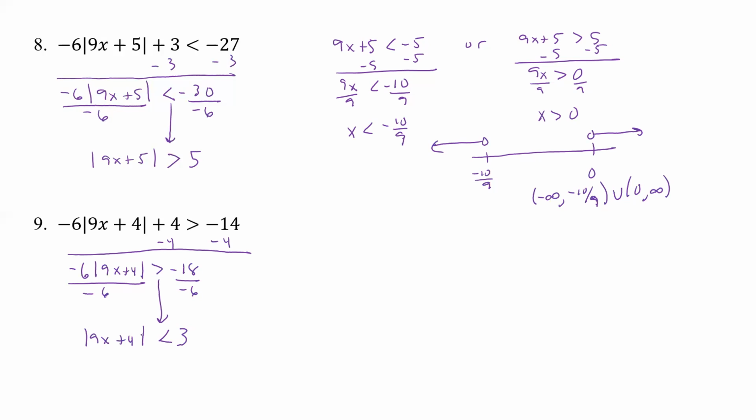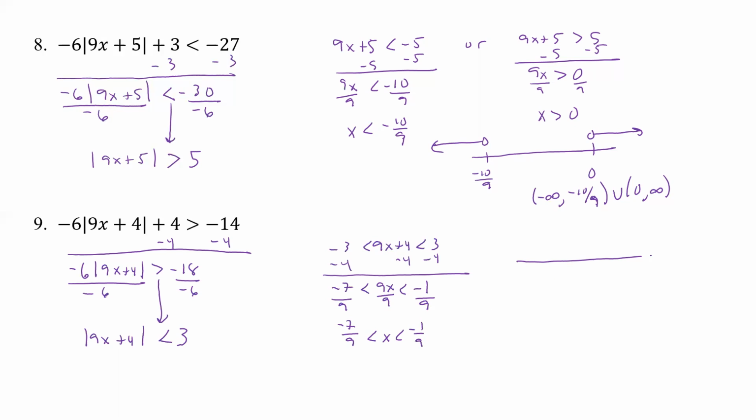Okay. Now with this one, we get a tripartite, so that's going to give us 9x plus 4 less than 3, but greater than negative 3. Okay. So let's subtract 4. So that's going to be negative 7 less than 9x less than minus 4 plus 3 is going to be a minus 1. Divide by 9. And so negative 7 ninths is less than x is less than negative 1 ninth.